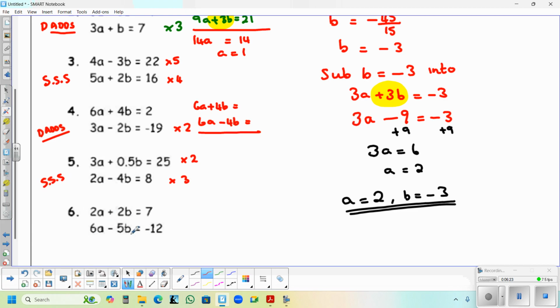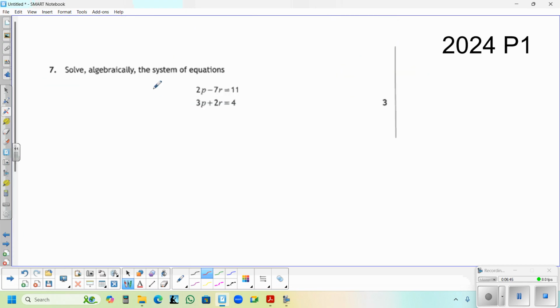This one here, if I eliminate B, I'm multiplying that one by 5, I'm multiplying that one by 2, that's going to give me 10B, that's going to give me negative 10B, so different signs is a dad's one, different sign, add, becomes a dad's. Okay, so same rules that you use all the time.